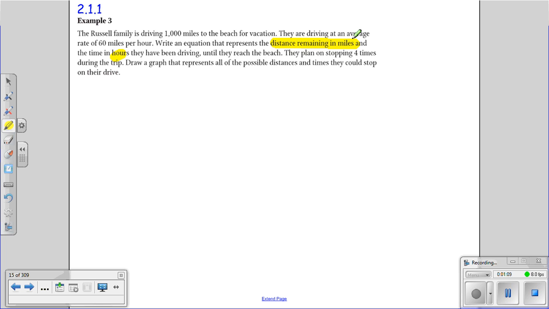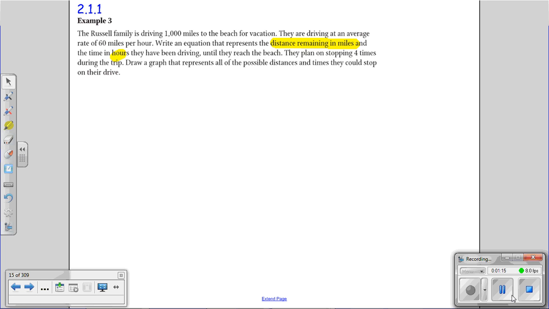Okay, so a couple things that we have to be conscious of. The first thing we're going to do is write an equation or function for this. I like to use variables that make sense. So I'm going to first define the variables. d is the distance remaining, and t is the time in hours of actual driving.